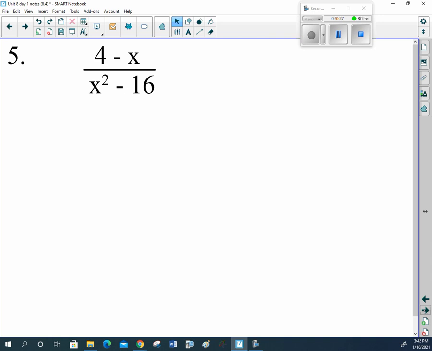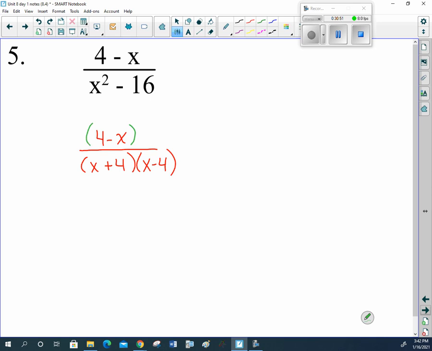Okay, so number five, we've got 4 minus x over x squared minus 16. So 4 minus x, that looks factored. X squared minus 16 is difference of squares, so that's x plus 4 and x minus 4. Okay, so here's where our idea of can we recognize opposites? If we can, you would recognize that this 4 minus x and this x minus 4 are opposites, and that reduces to negative 1. And so my answer would be negative 1 over x plus 4.